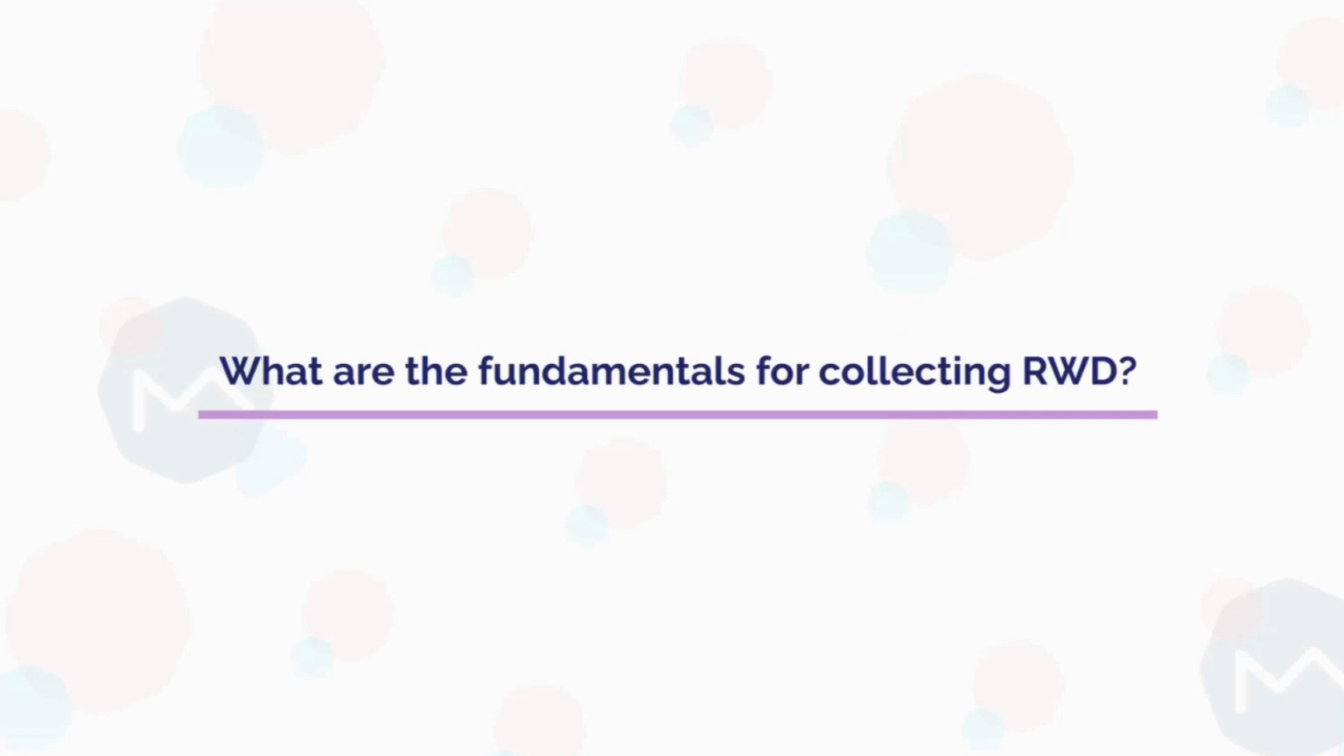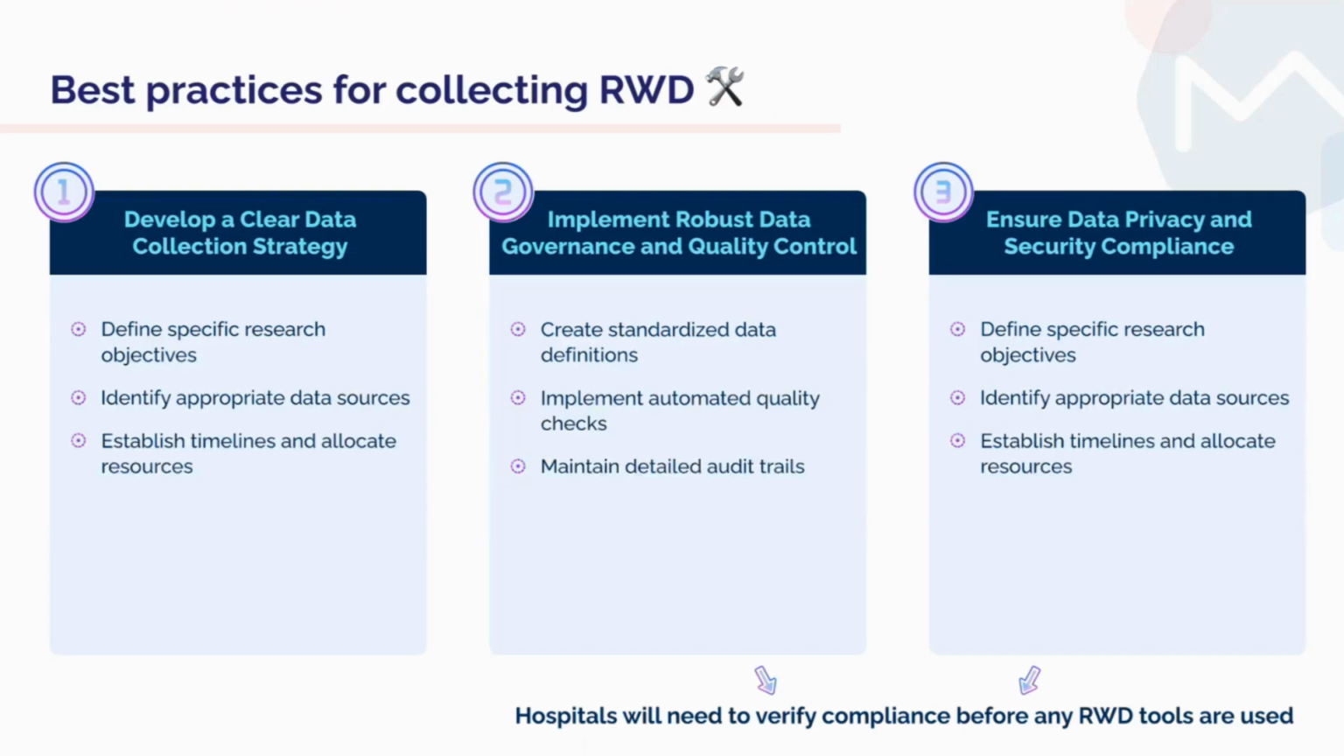So just to quickly touch upon the fundamentals for collecting real-world data. Firstly, it's pivotal to have a clear strategy on how the data will be collected. Of course, it's important to define the specific research objectives, so having a clearly defined question, and then from there, looking at the outcomes and endpoints of interest, those that will be relevant and capture the best possible data.